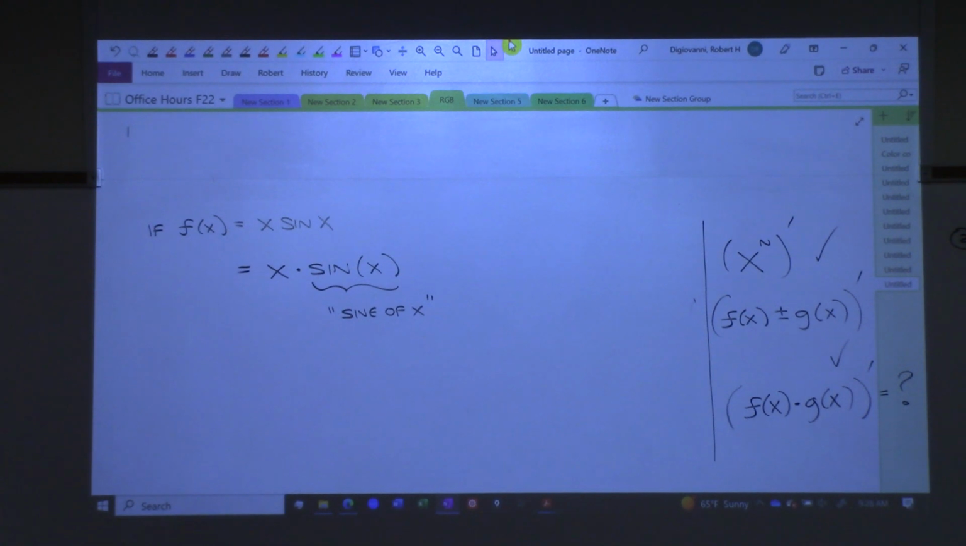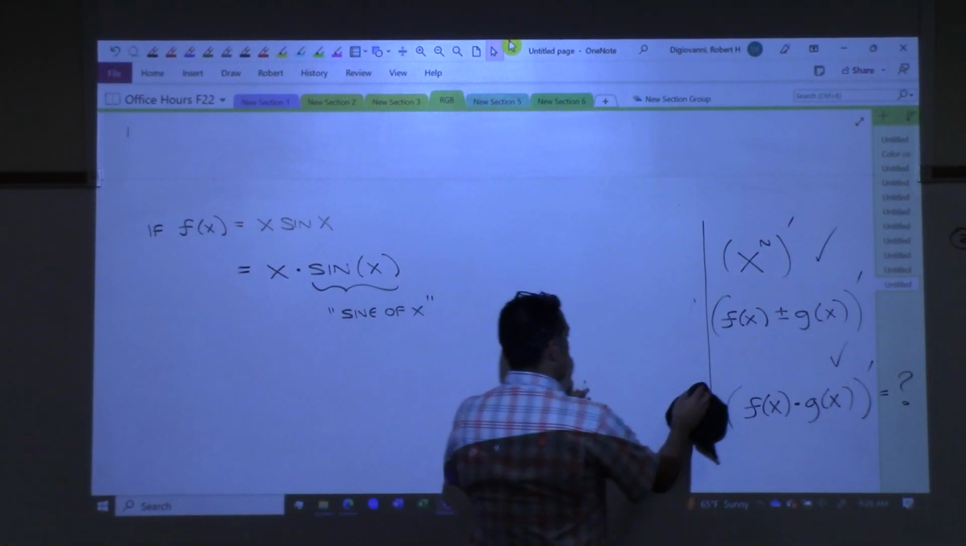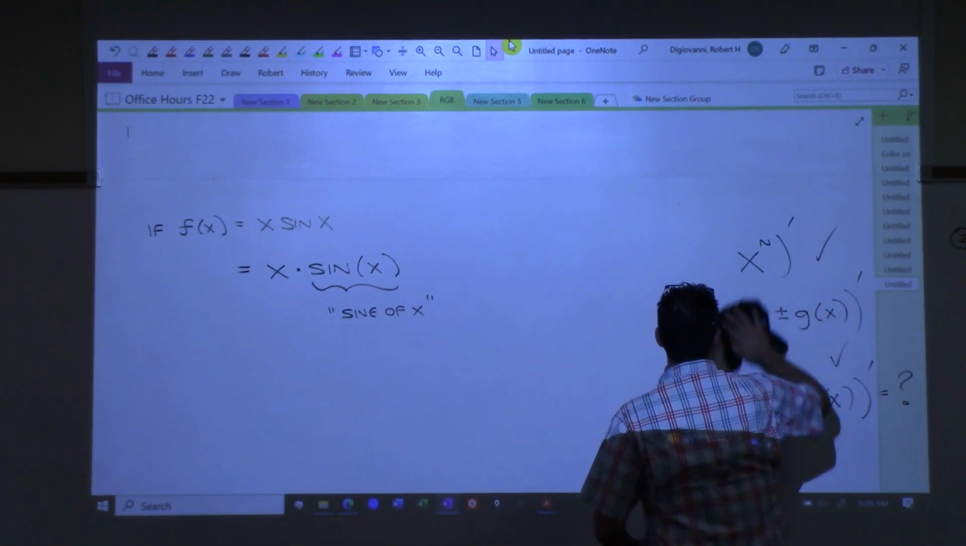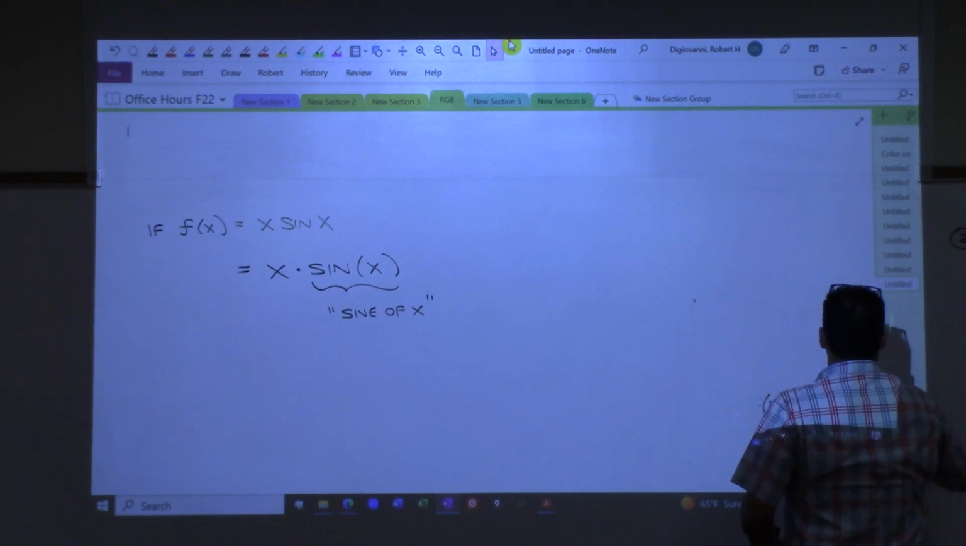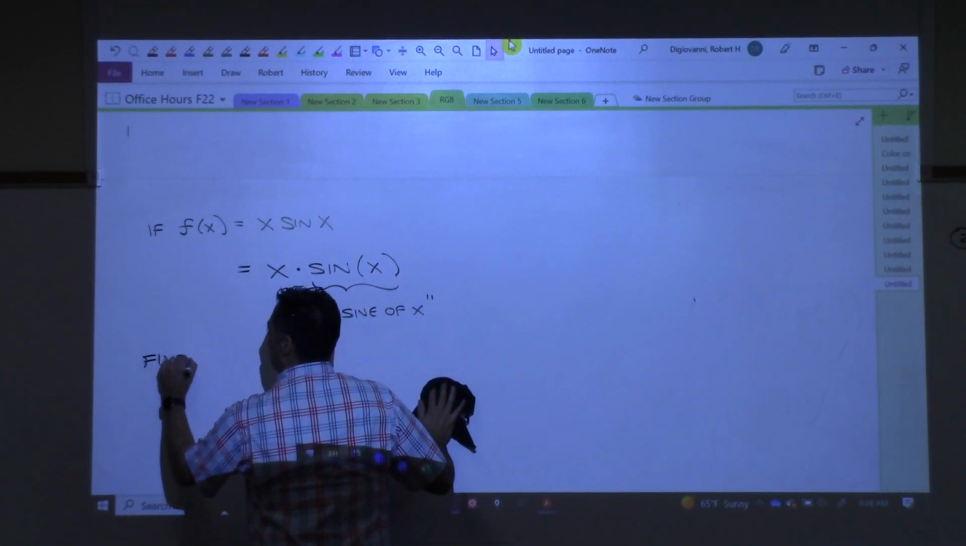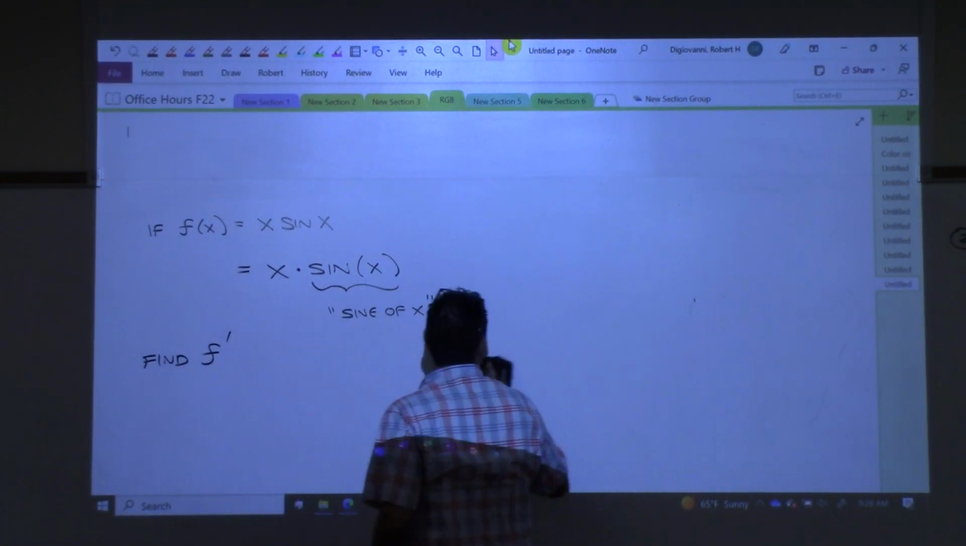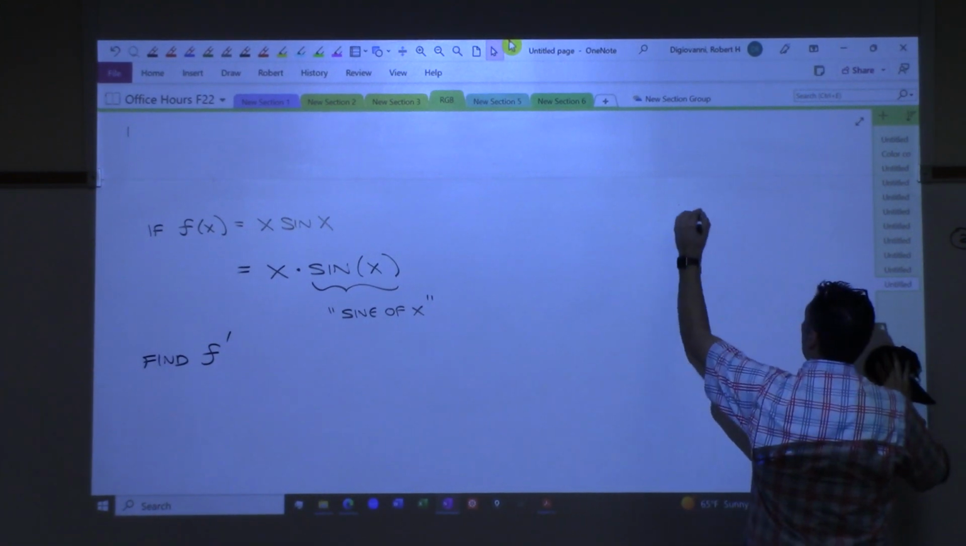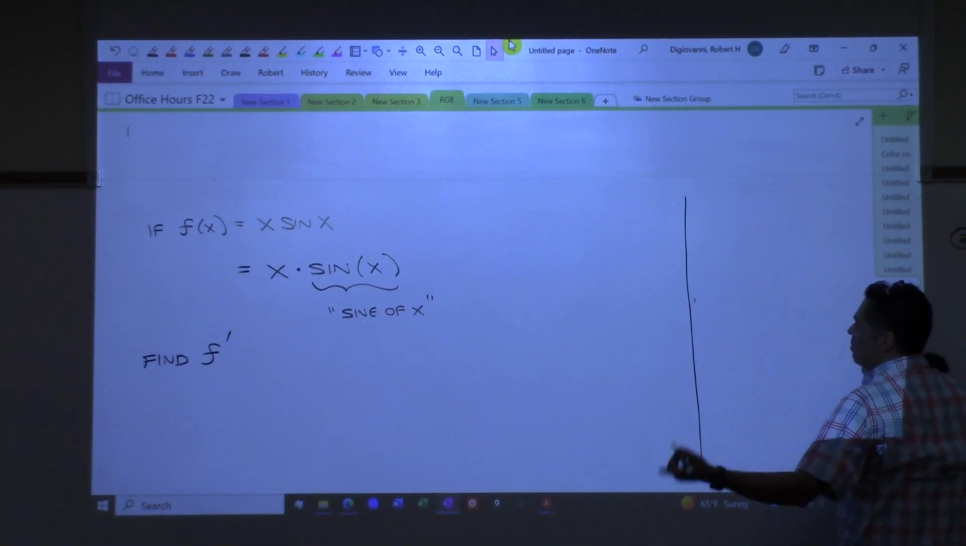So I'm going to write the rule now for you, this very important rule. I'm going to write it over here, and then we're going to finish this problem. Actually, I didn't put what the instructions are here. Find f prime, all right? So we have the all-important product rule. This is in your notes. It's on your formula sheets.